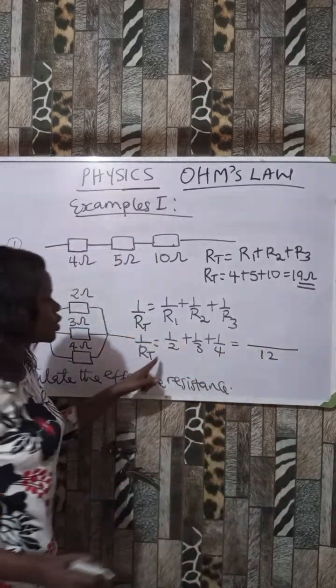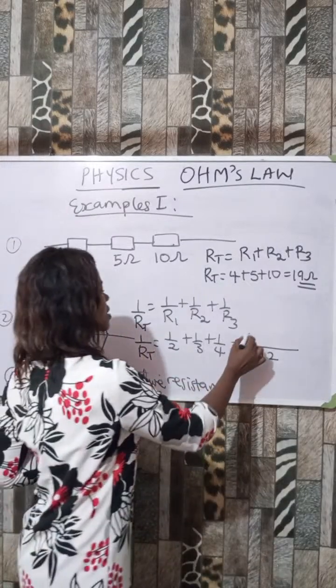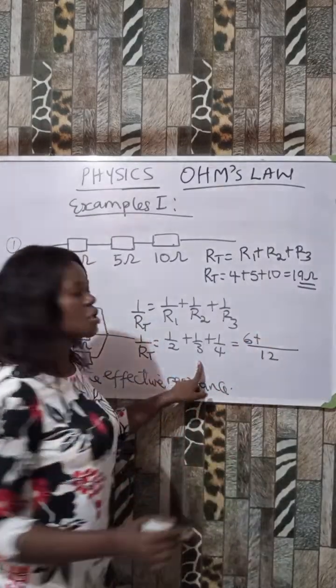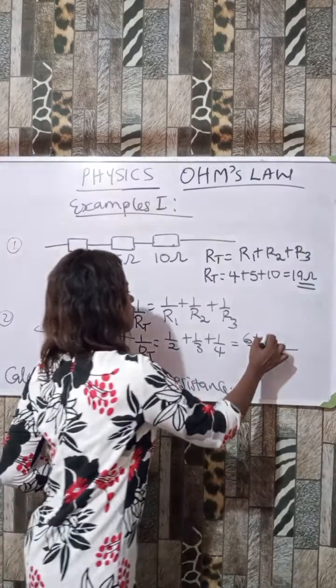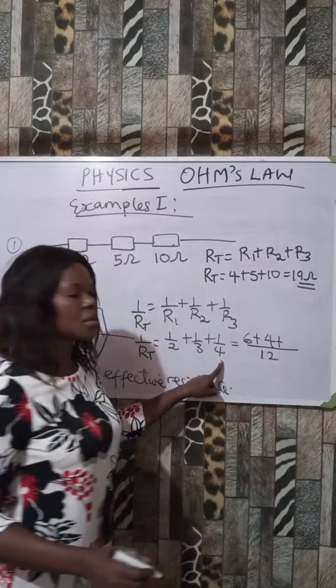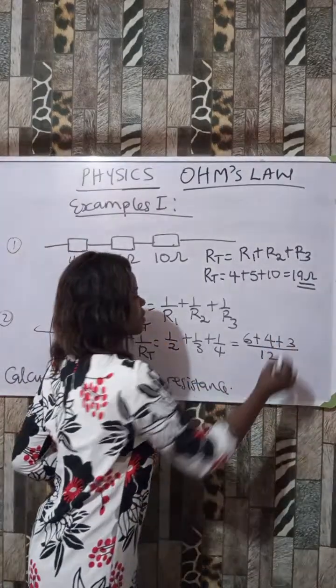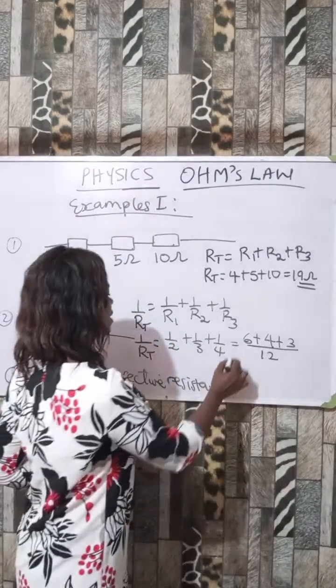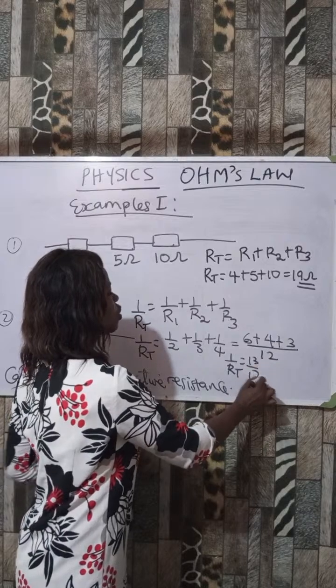So let's go. 2 into 12 is going to give us 6. 6 times 1 is 6. Plus 3 into 12 is going to give us 4. 4 times 1 is 4. Plus 4 into 12 is going to give us 3. 3 times 1 we have 3. Okay? So that gives rise to 1 over R total is equal to 13 over 12.